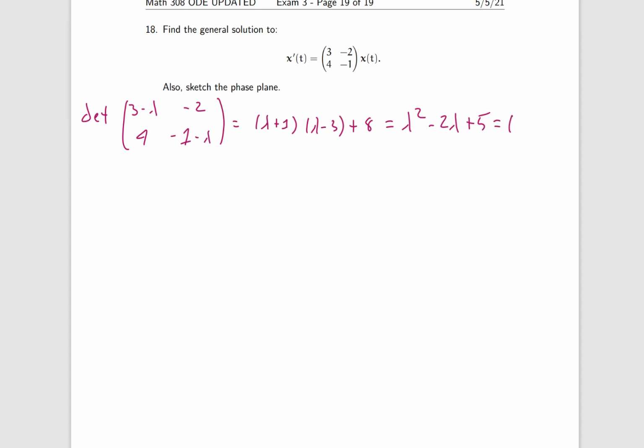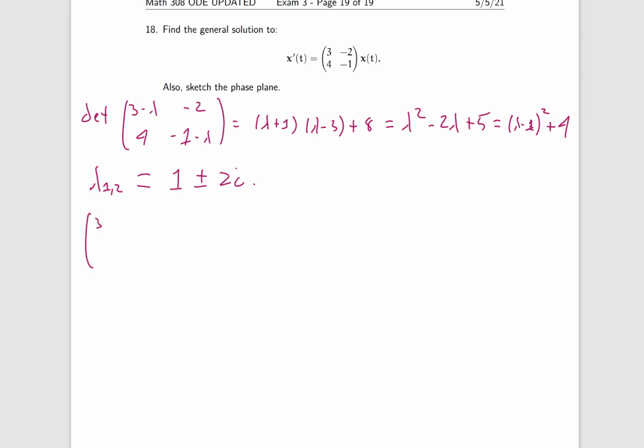And just to solve for lambda, we could either try to factor, which I'll just tell you in this case you're not able to. You can just think about it for a little bit. So now we need to solve for lambda, and I like to do this by completing the square. So this is lambda minus 1 squared, minus 1 plus 5, so it ends up being plus 4. And so we get that we have complex eigenvalues. Lambda 1 and 2 are going to be equal to 1 plus or minus 2i. Okay, so we know we've got complex eigenvalues. Now we want to find the corresponding eigenvectors.